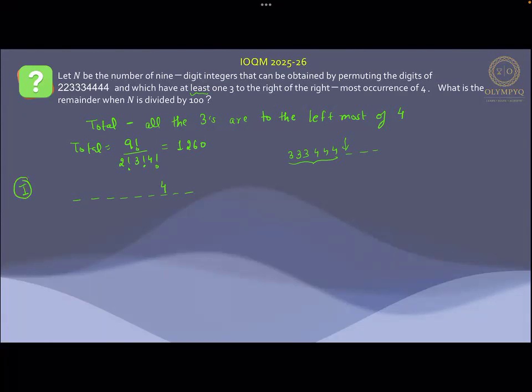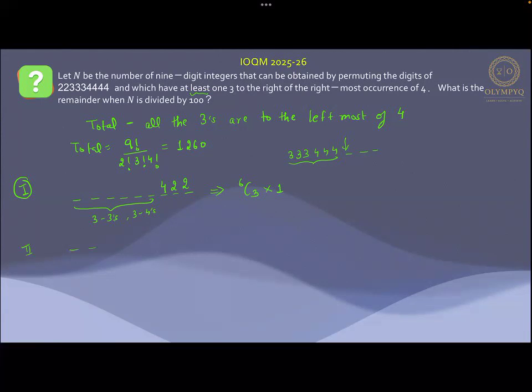So case number 1 is that 4 will be coming at this point, and 2 is coming at this point, and 2 is coming at this point. Now we are left with 3 threes and 3 fours. These 3 threes and 3 fours are to be placed into these 6 places, and selecting any 3 places for the threes and placing them can be done in only 1 way. Now this is case number 1.